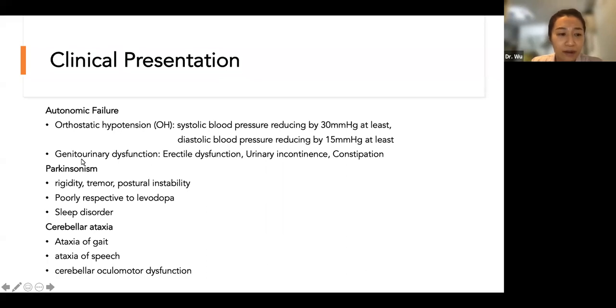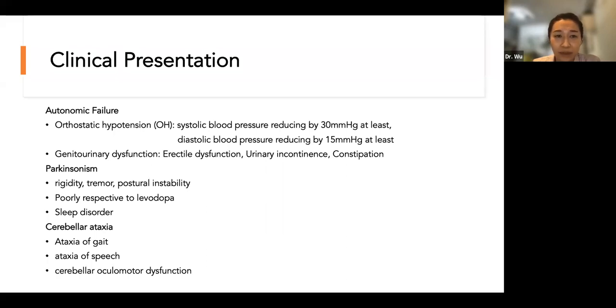And there will also be other autonomic dysfunctions like genitourinary dysfunction, such as erectile dysfunction, urinary incontinence, and constipation. The second part is Parkinsonism. Most MSA patients will develop Parkinsonism, such as rigidity, tremor, or postural instability at some stage. The tremor is usually irregular, but the classic pill-rolling rest tremor is uncommon in MSA.